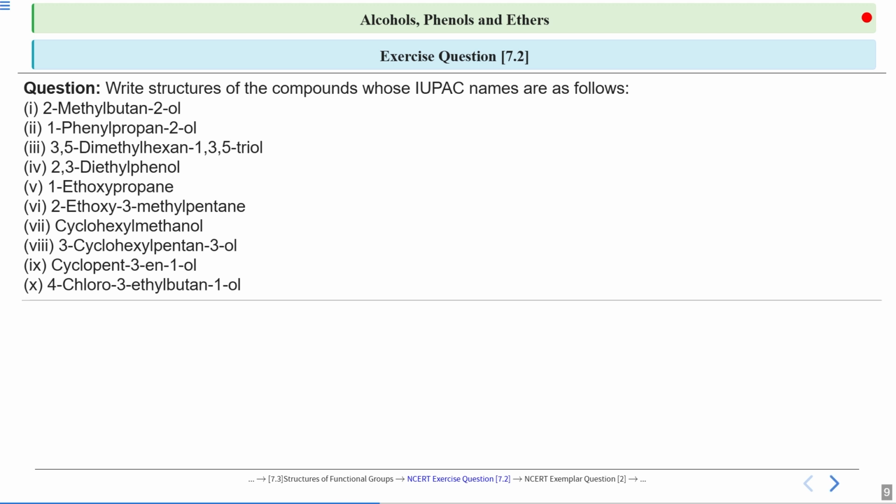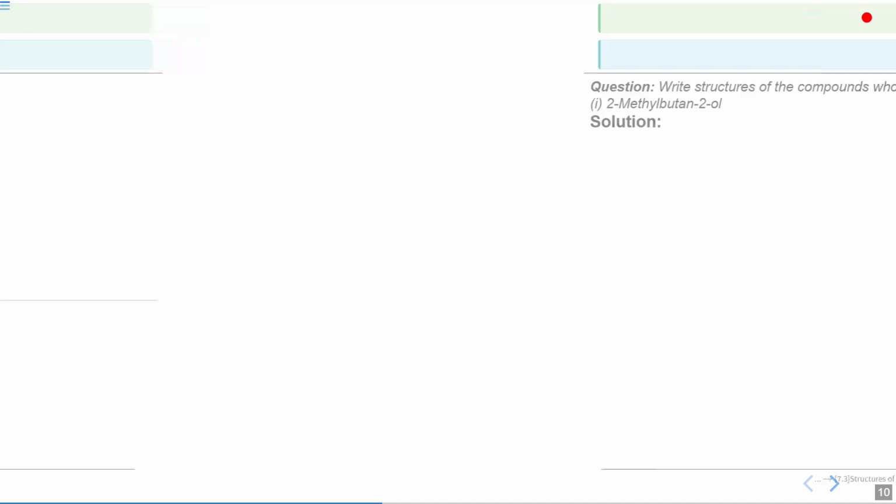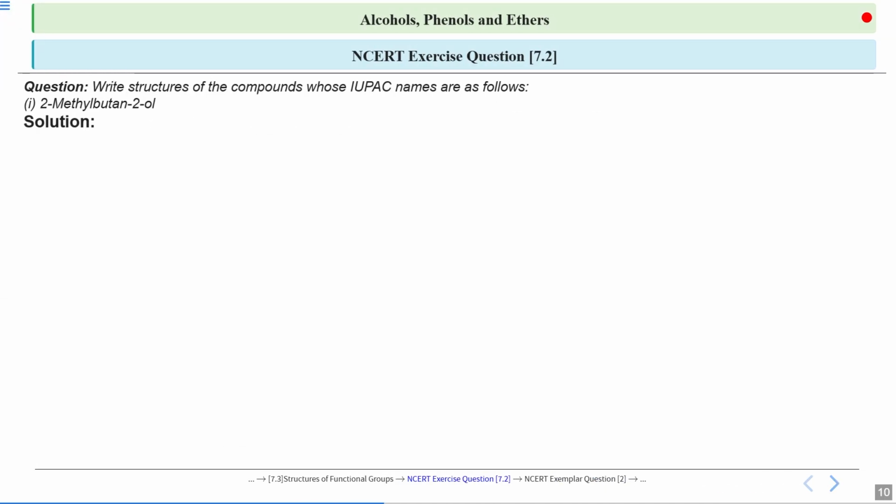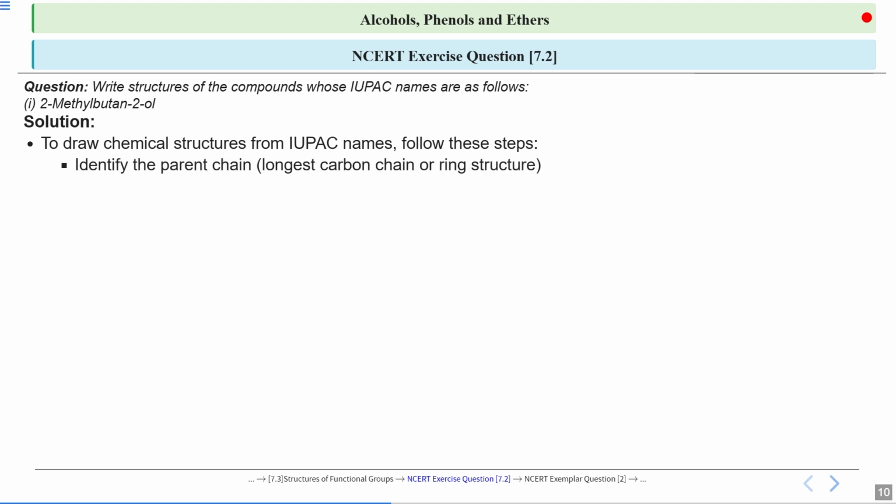So let's see their structures. First of all, let's see the structure of the first compound, 2-methylbutan-2-ol. To draw the chemical structure from the IUPAC name of a given compound, follow these steps. The first one is to identify the parent chain. The parent chain means the chain having the largest number of carbons, or you can say the longest carbon chain, or the ring structure is going to be our parent chain. You have to identify that.